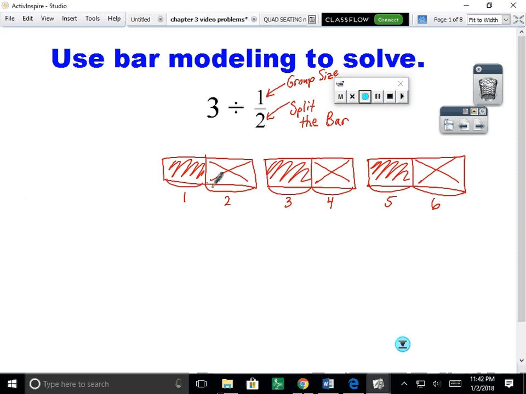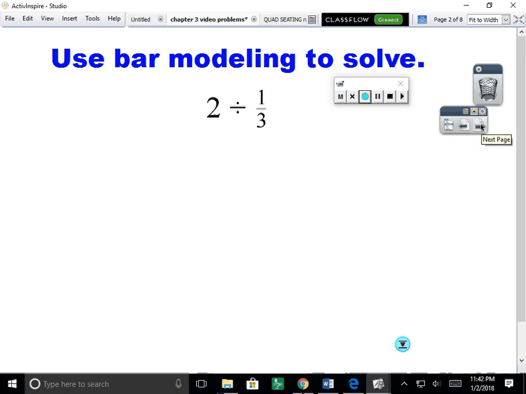This is kind of like having 3 whole candy bars, and I want to split them into halves to see how many friends could get half a candy bar. Well, the correct answer here, 3 divided by 1/2, actually ends up equaling 6. I get 6 whole groups. So you might think of how many groups you were able to make. 6 is the answer. I want to take a look at another one that's kind of similar, because I want you to start noticing maybe a pattern.